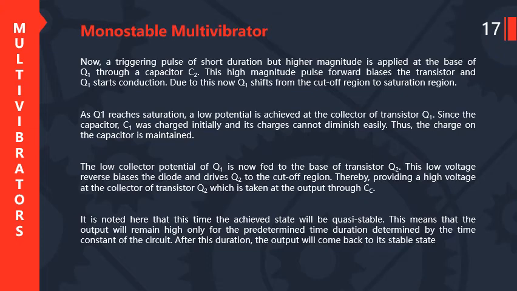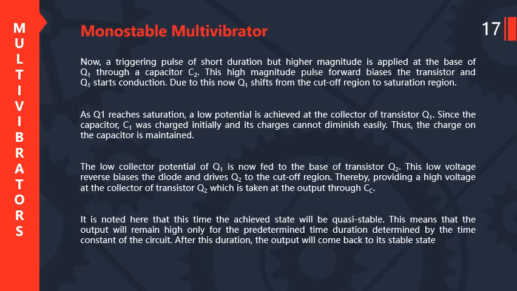Since the capacitor C1 was charged initially and its charge cannot be diminished easily, the charge on the capacitor is maintained. The low collector potential of Q1 is now fed to the base of the transistor Q2. This low voltage reverse biases the diode and drives Q2 through the cutoff region, thereby providing a high voltage at the collector of the transistor Q2, which is taken at output through Cc.